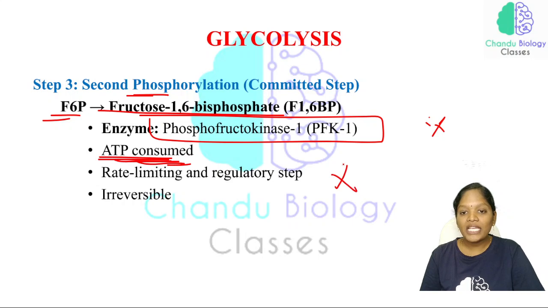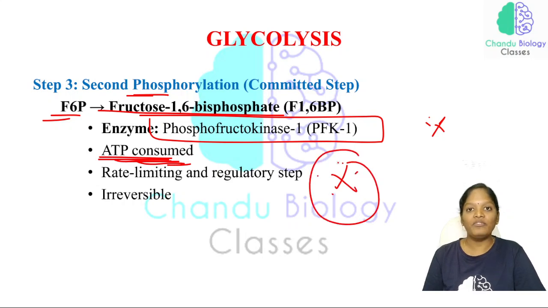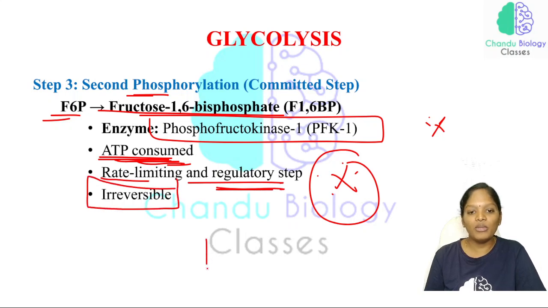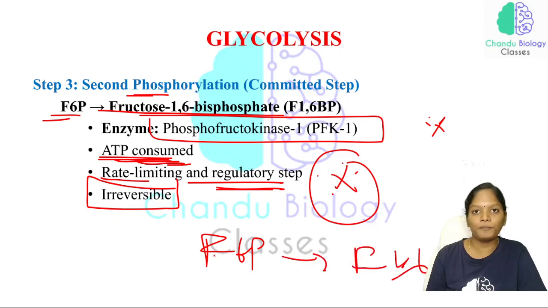So, this will be expected in our exam. Very, very important. It is the rate limiting and regulatory step, and this step is also irreversible. Once fructose 6-phosphate is converted into fructose 1,6-bisphosphate, it cannot go back. It is an irreversible reaction.